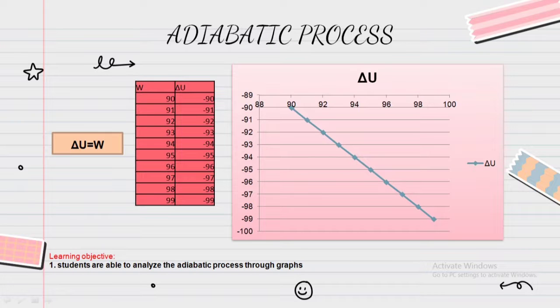The next topic I will explain is the adiabatic process. The adiabatic process can be formulated with delta U equals minus W. Examples of samples used: where delta U is 90, then W equals minus 90. And then delta U is minus 91, then W equals 91, and so on. So we can see in the picture, the graph is moving downwards constantly.